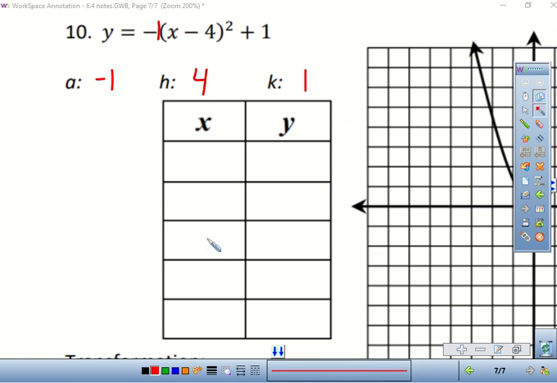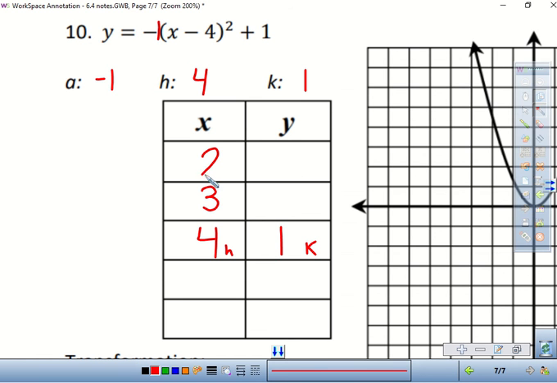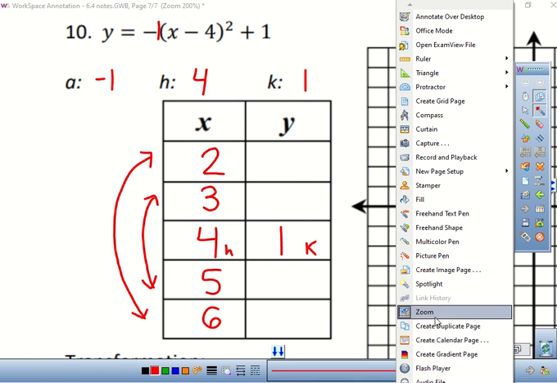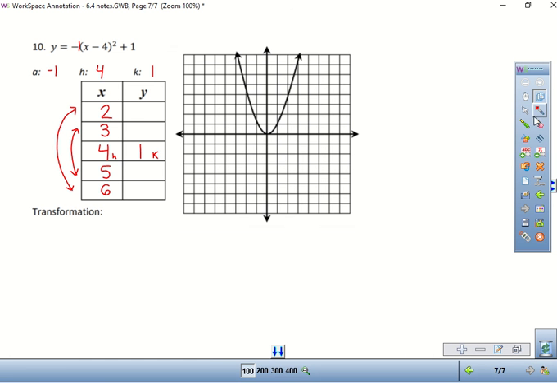Alright, so this is going to be H and K. We're going to go backwards and forwards. Good. These are going to be the same, and we're going to plug them in. I'm going to zoom out.